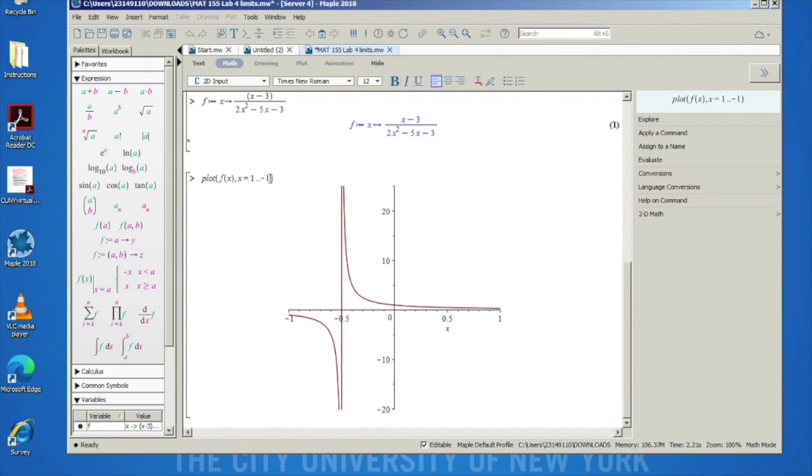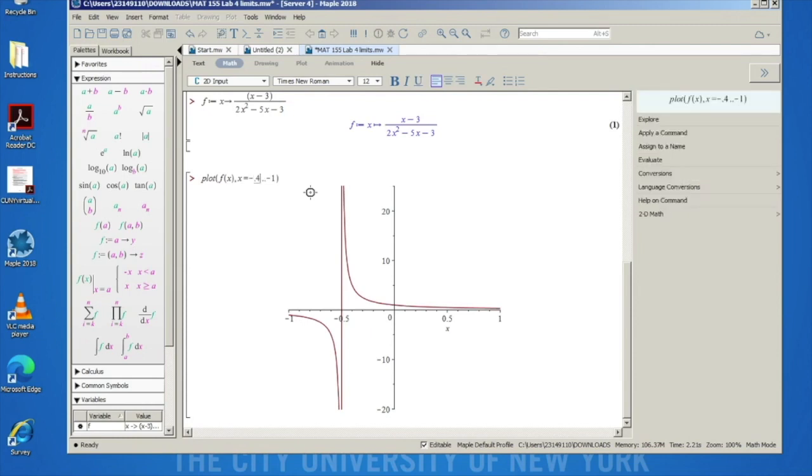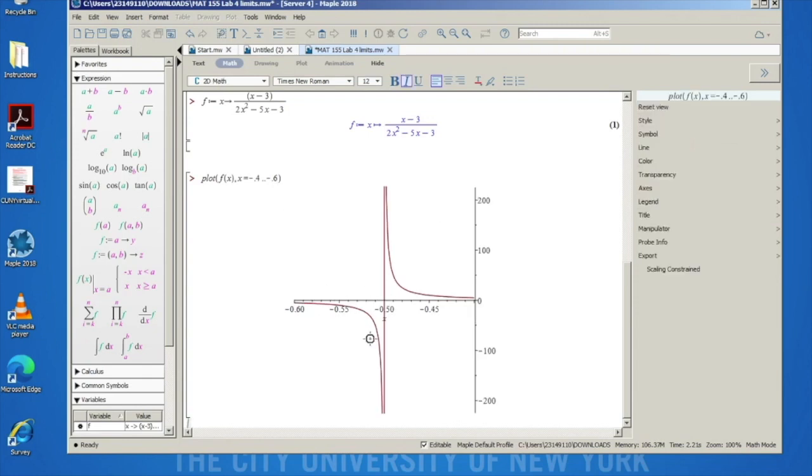I could even get closer than that. I could decide on the right side of the function to zoom in, let's say, at negative 0.4. And then we could clearly see that it is indeed 0.5. And you could keep on alternating. You could go to 0.6 and get even closer, and so on. So we could see clearly the vertical asymptote does occur at negative 0.5.